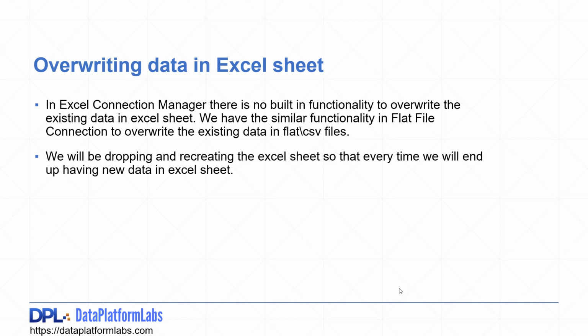In the Excel Connection Manager, there is no built-in functionality to overwrite the existing data in the Excel file. We have similar functionality in the Flat File Connection Manager, where we can either overwrite or append data to the existing flat file. So what actually happens with an Excel sheet is, if you execute the package the first time, it will write some data to an Excel file, and if you rerun this package a second time, it will append the data to the existing data in the Excel file.